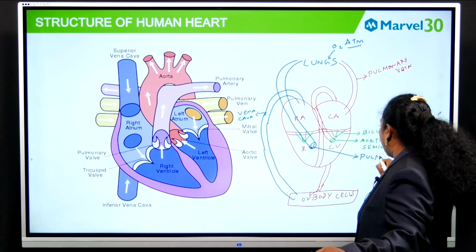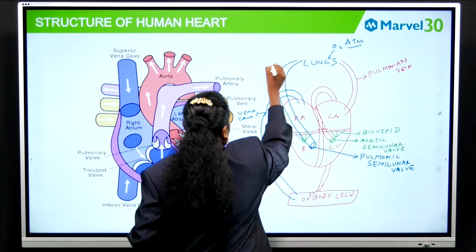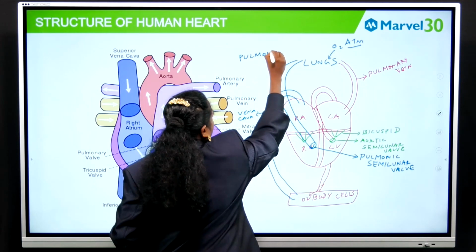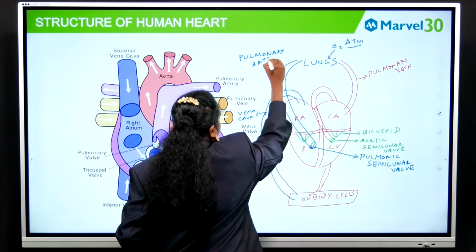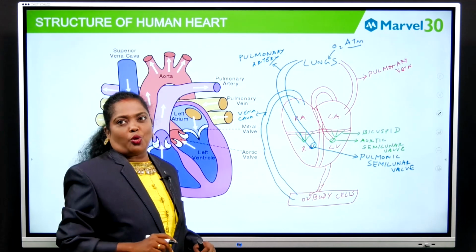So what is the name of the valve? Pulmonic semilunar valve. And what is this? Pulmonary artery. This is the pulmonary artery. So I hope now you will get a clear idea on the circulation also, isn't it?